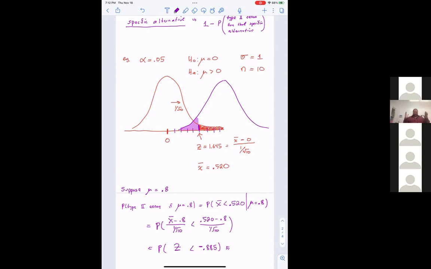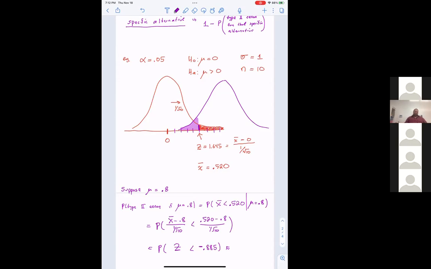Right now, alpha is 0.05, which means I can compute the cutoff point. The z value of the cutoff point is 1.645. Anything to the right of 1.645, I am going to reject the null hypothesis. That's the 5% cutoff point, 5% on the right side of the graph. With me so far?